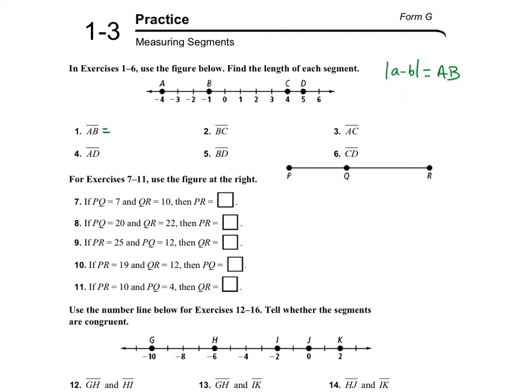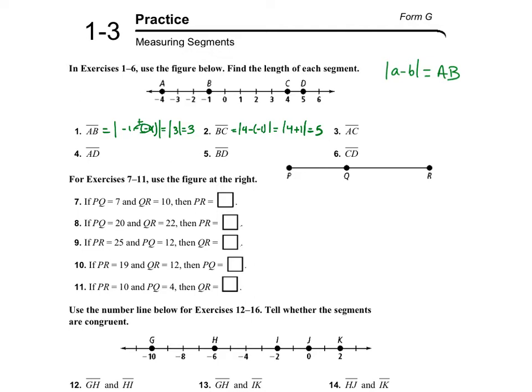So in this case, it's the absolute value of -1 minus -4. So this becomes a positive. This is the same as the absolute value of 3, and so this is just 3. So on number 2, again, I'm going to go from B to C. So I have 4 minus -1. This is the same as 4 plus 1, so this is the absolute value of 5. That is just 5.